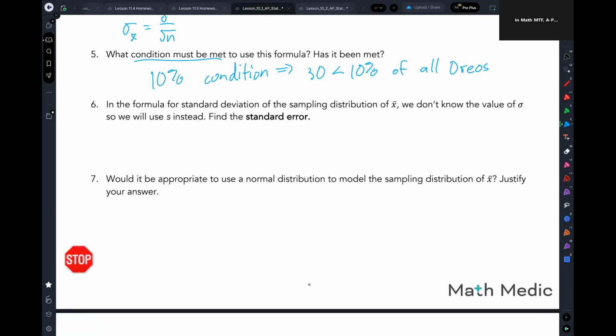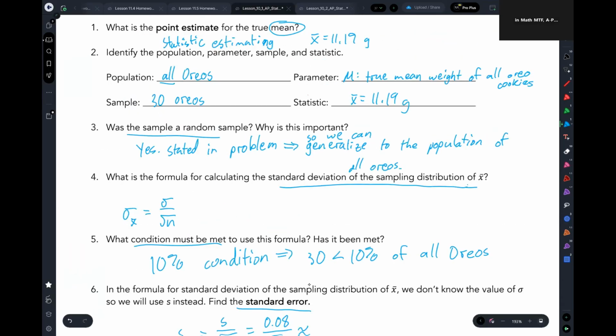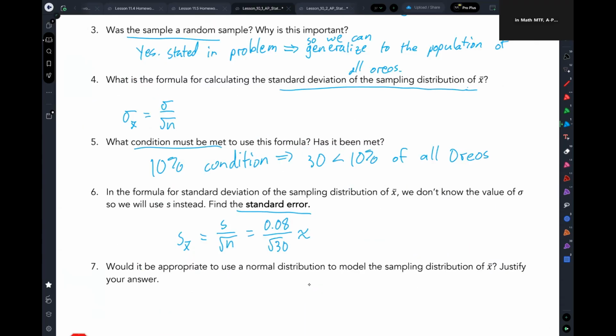In the formula for standard deviation of the sampling distribution of x bar, we don't actually know the value of sigma, so we'll have to use s. And so that is known as our standard error. s sub x bar is the standard error of the sampling distribution, s divided by root n. And again, it's a natural substitute. We're estimating sigma, and so we are using s to estimate sigma. And so 0.08 divided by the square root of 30. I believe that's what someone said in class. Yep. So using a handy dandy calculator, that standard error comes out to be 0.0146.